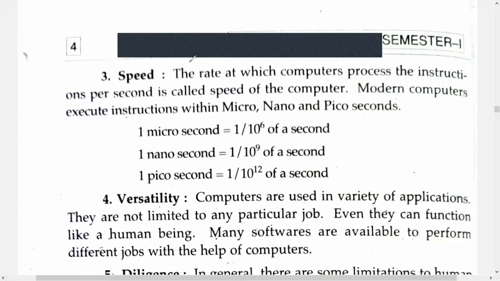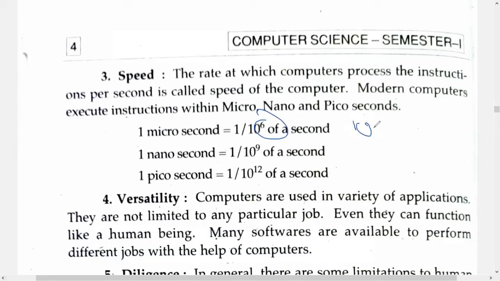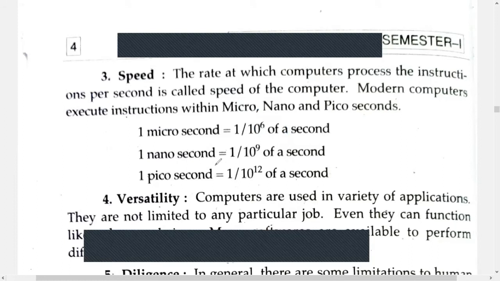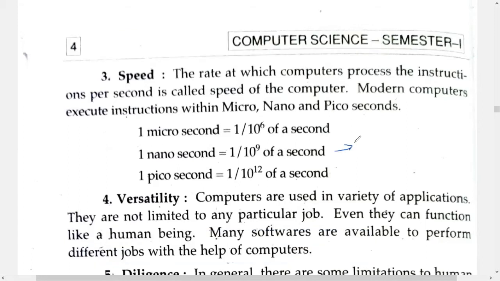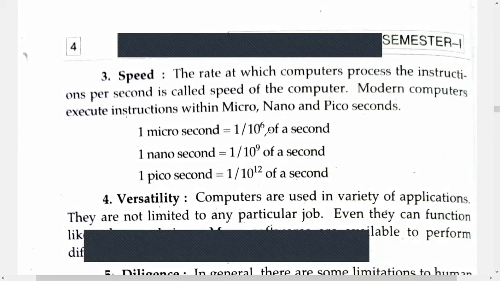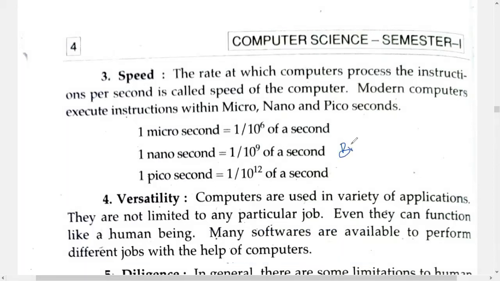Modern computers execute instructions within micro, nano, and picoseconds. 1 microsecond is equal to 1 by 10 power 6 of a second. This is a millionth of a second. You can say 1 million is equal to 10 lakhs, right? So a millionth of the second. 1 nanosecond is 1 by 10 power 9 of a second. This 9 means, as a million, it is a billion. It is a billionth of the second.